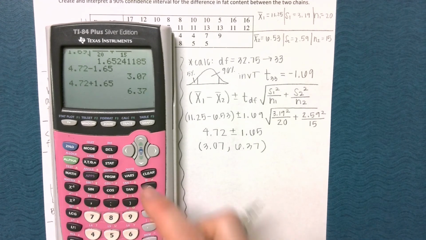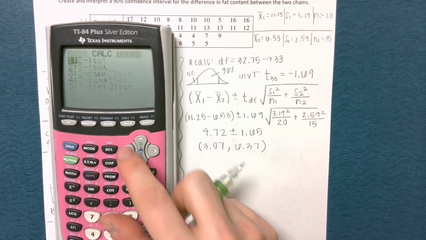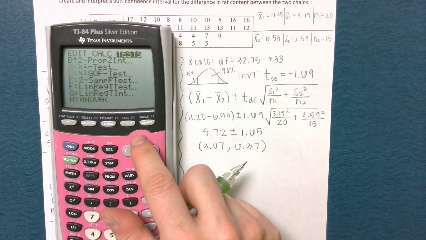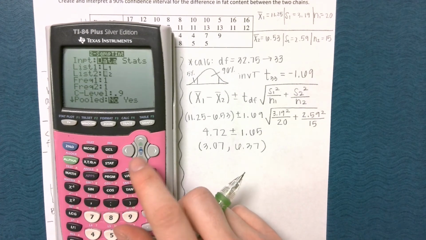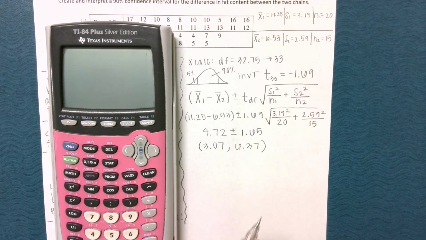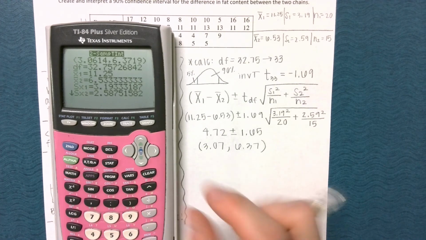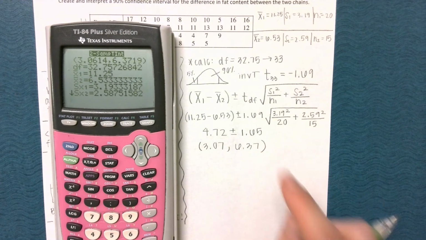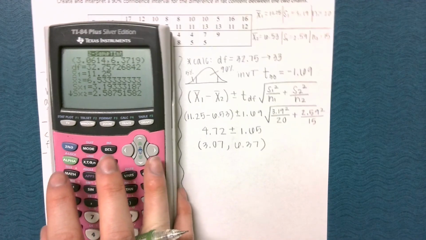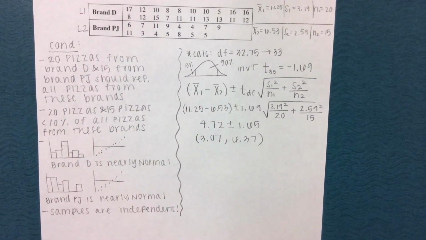Okay, sometimes once I have that interval, I do like to run that test again, just to make sure. So I'm at my 2-sample t interval. .06, which is pretty darn close. 6.3719, again, pretty close. All right, almost there, guys.